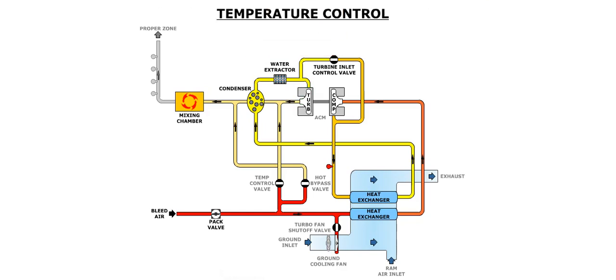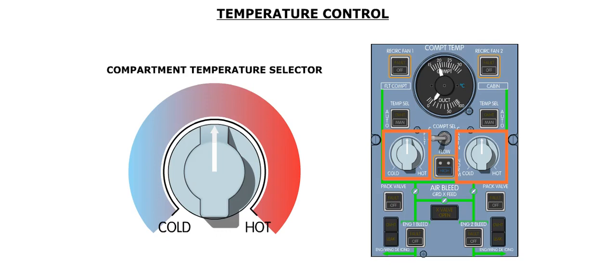Temperature control is achieved by mixing bleed air tapped just downstream of the pack valve, with air produced by the expansion turbine. The amount of bleed air used is controlled by the temperature control valve. The position of this valve is set either by the electronic controller, or directly by the compartment temperature selector knob on the compartment temperature panel. This panel is located on the flight deck overhead panel.